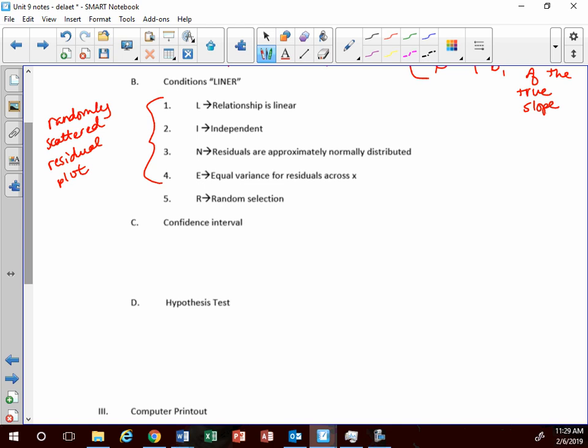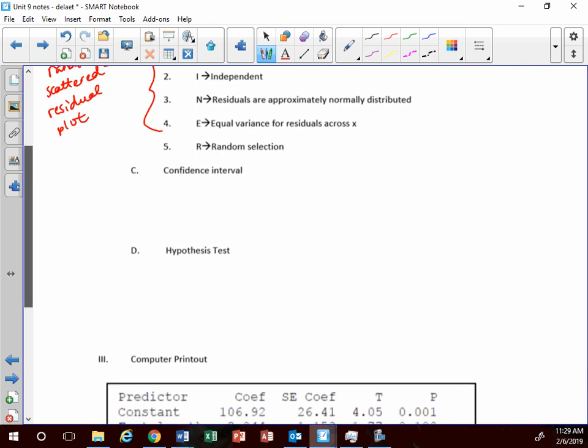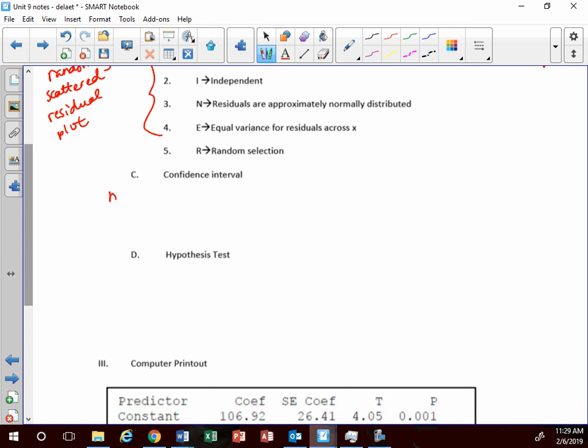So we still have confidence intervals and hypothesis tests, just like we did before. Now we're doing them for slope instead of for means. So just a reminder, when we did means for confidence interval, remember it was x bar plus or minus t crit times s over square root of n.